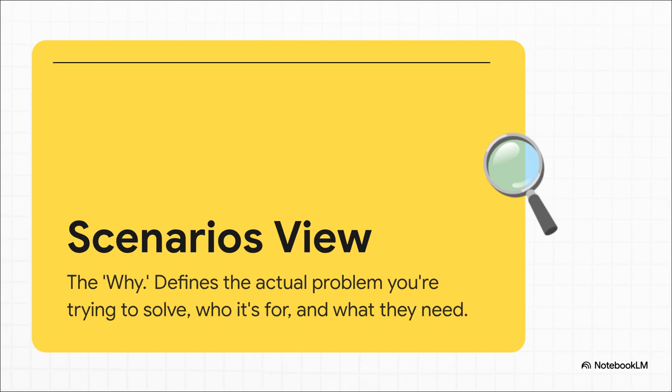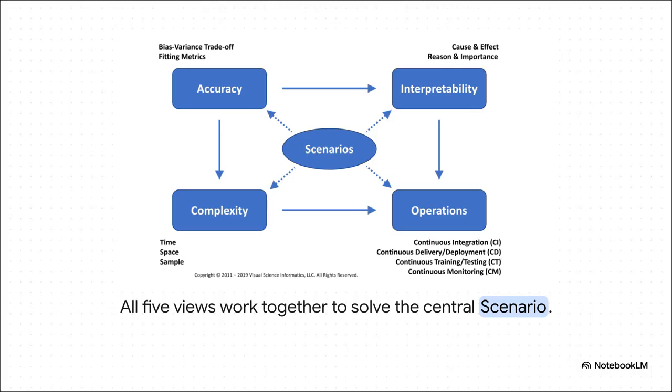It defines the actual real-world problem you're trying to solve. Who is this for? What do they actually need? And the answers you come up with here, they literally dictate every single decision you make in those other 4 blueprints. And this is where it all clicks together. This is the magic of the model.